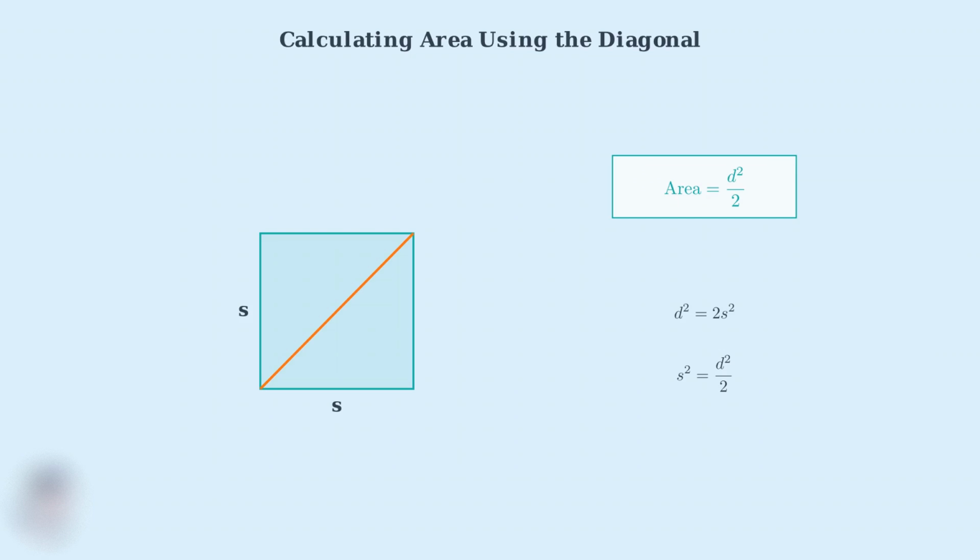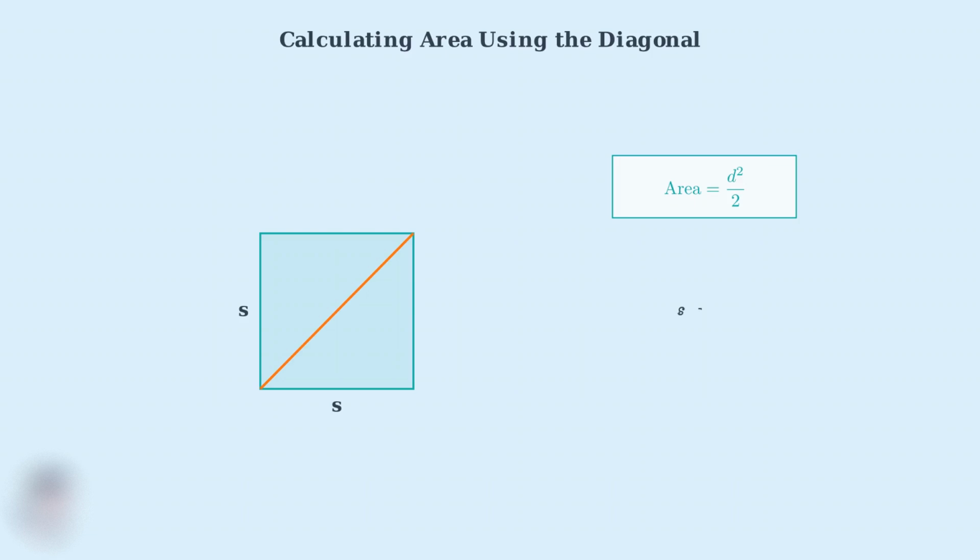Now we can solve for s squared. Dividing both sides by 2, we get s squared equals d squared divided by 2. But remember, the area of a square is s squared, so we can substitute and see that the area equals d squared divided by 2. This is exactly our diagonal formula.